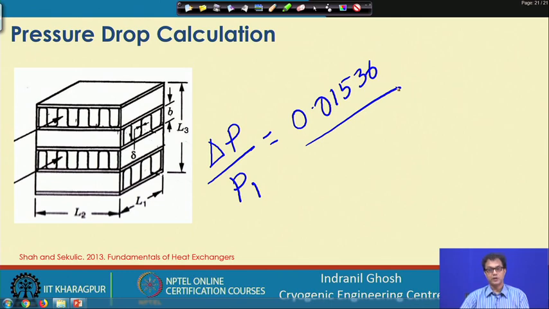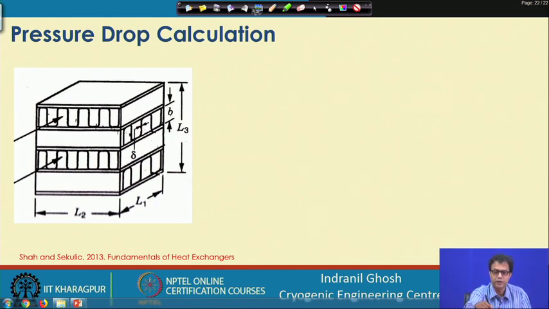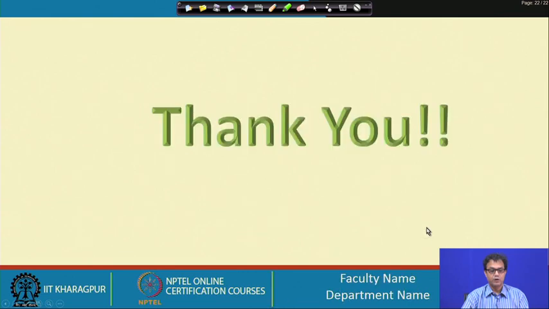So, the assumption that we made in our calculation, that the exit pressure is not really very different from the inlet one, is valid, and we do not need any separate iterative calculations to repeat this or to estimate the exit pressure drop. So, this is how we calculate the pressure drop in a plate fin type heat exchanger. We have already talked about it. Thank you for your attention.